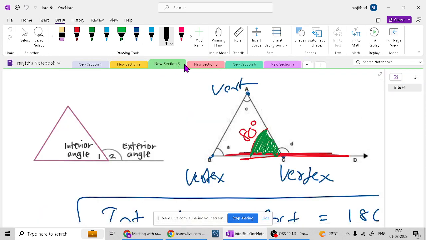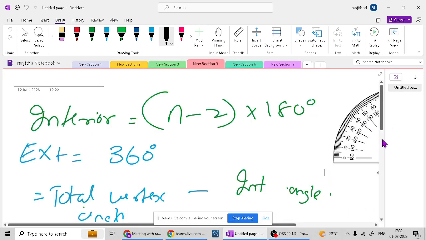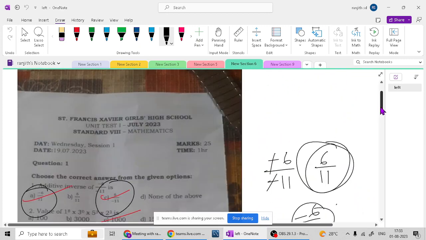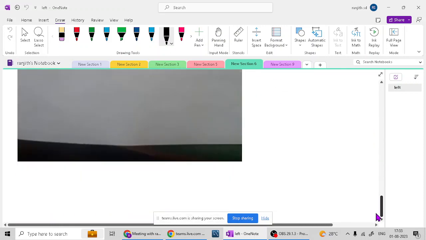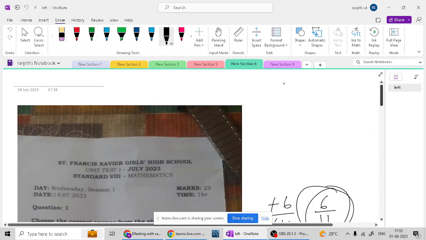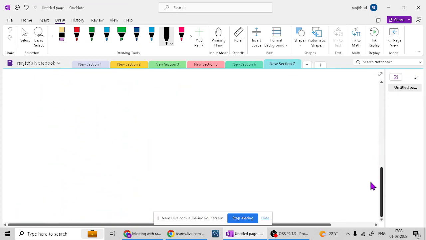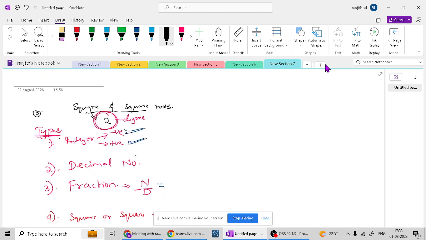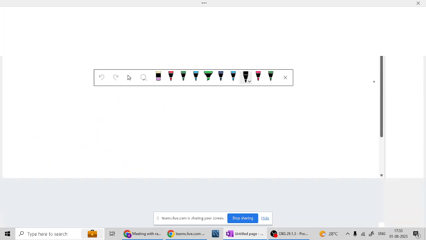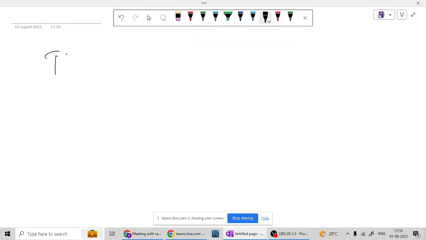Ma'am wrote it as 23 and a half, but I had to get 24, right? Yes, you had to get 24. Let me check. Ma'am wrote it as 23 and a half. 23 and a half is considered as 24. Oh, okay, sir. Let me write it. Where did I write? Okay, 23 and a half.